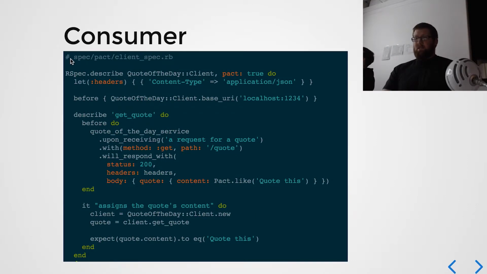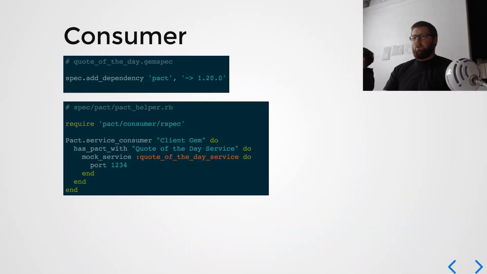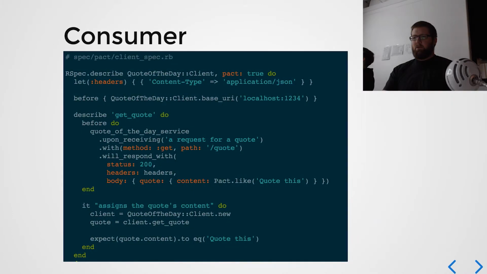So I decided to save these in spec/pact. You can save it wherever you want, I think. But Pact does have, with our spec, a Pact test type up here. Here we're just setting up our quote of the day client. We're going to give it a base URI at localhost:1234. If you remember back to the mock service, we set it up to run locally on port 1234. So that's really the only place this is important, when we set up our client to work with our Pact mock service.